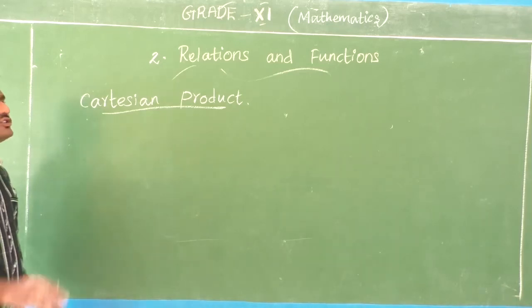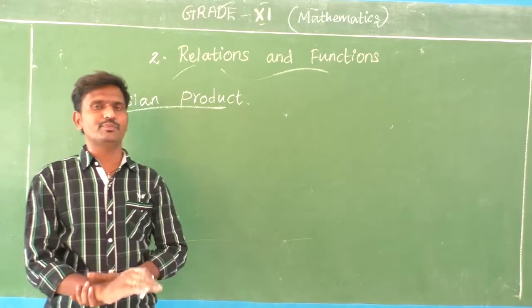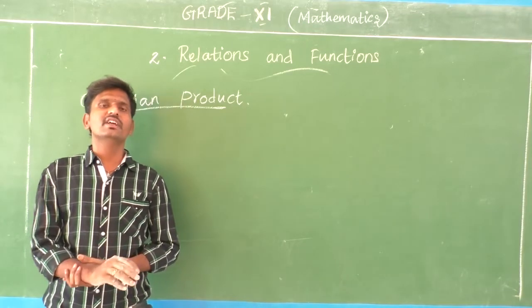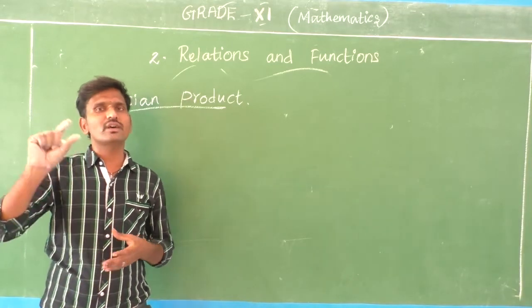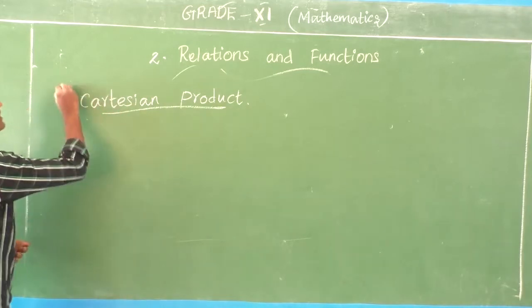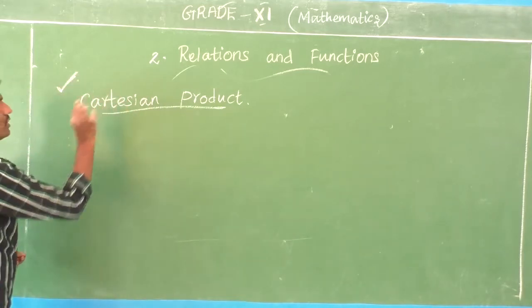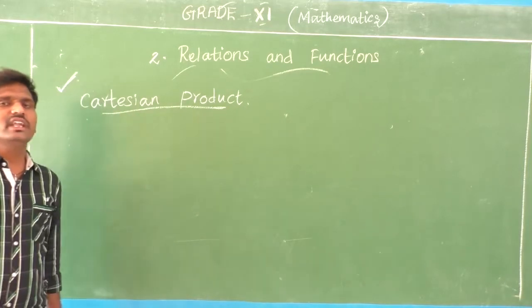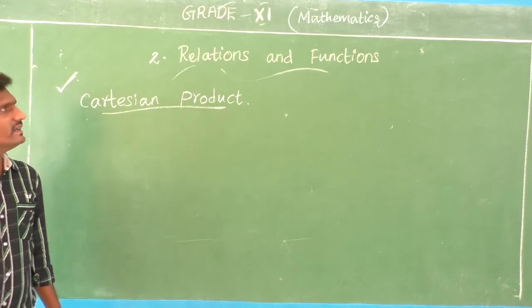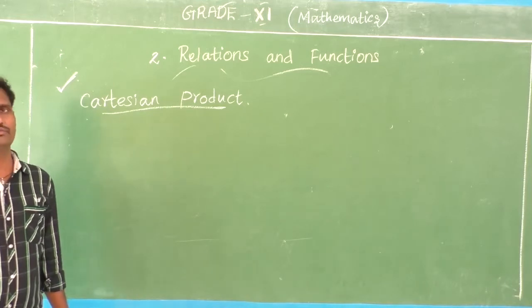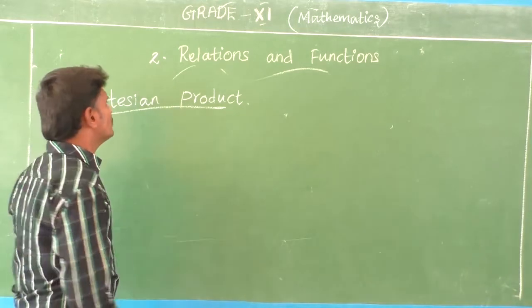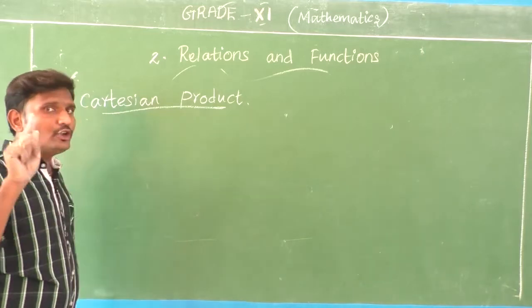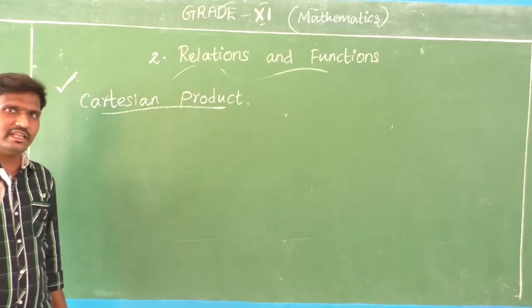Now see, the relation. What is a relation? Before that, to understand relation we should know something else, and that is the Cartesian product. So first we should know about the Cartesian product, and only then will we go on to relation first and then function. I already told you this continues from your set theory topic.